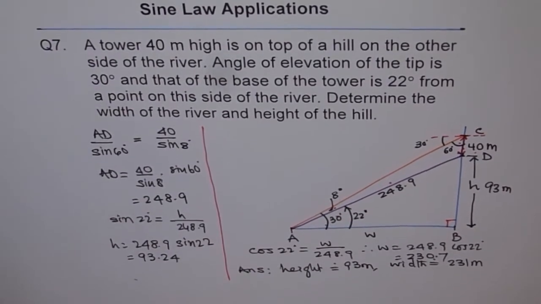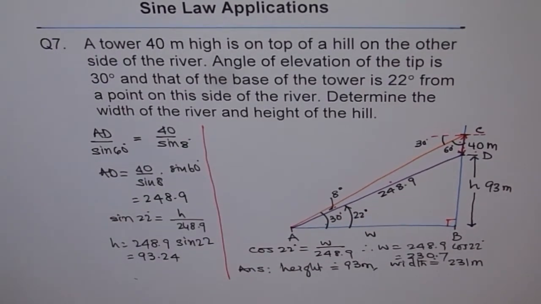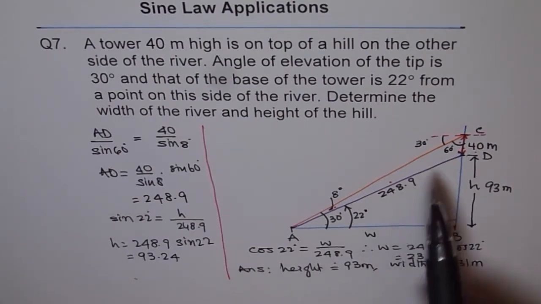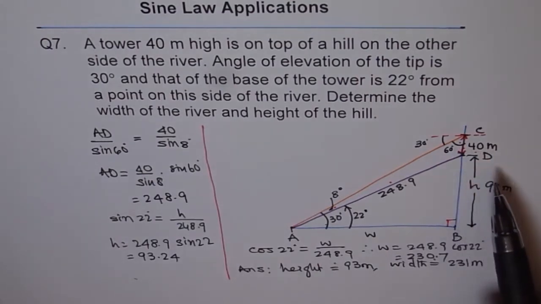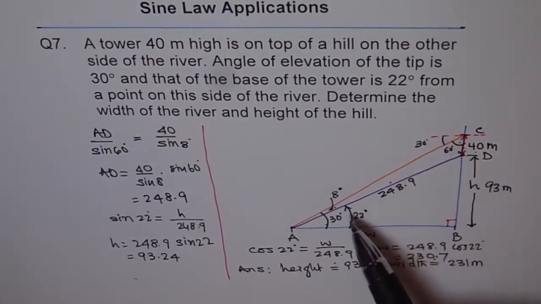So that is how we can solve such a problem. The critical thing here is to sketch your diagram, to understand and sketch. Once you sketch your diagram, figure out the angles, then apply sine law and solve your triangle. I hope you understand, and by now you can do this kind of problem. Thank you.